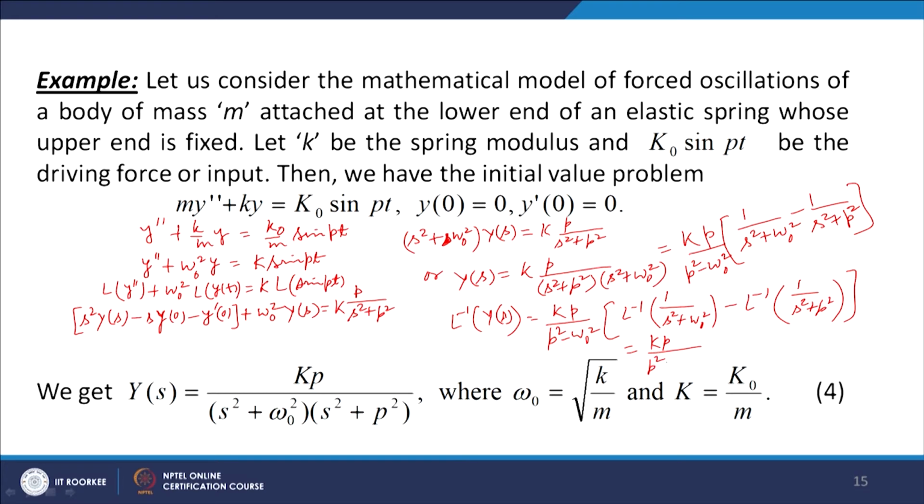This is K p upon p square minus omega naught square, and the inverse Laplace transform of 1 upon s square plus omega naught square is sin omega naught t divided by omega naught, and the inverse Laplace transform of 1 over s square plus p square is sin p t divided by p.